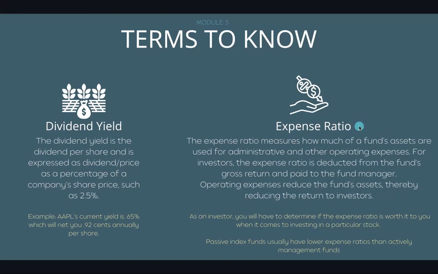Now, one thing you need to determine as an investor is the expense ratio when you're getting into specific stocks. Some people may think, oh, this stock has a 12% yield. However, the expense ratio might be 2%, so you're really only getting 10%. And something to note, passive index funds usually have a lower expense ratio than actively managed ones.